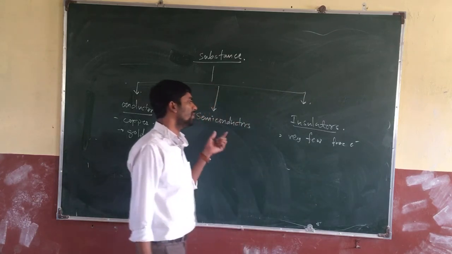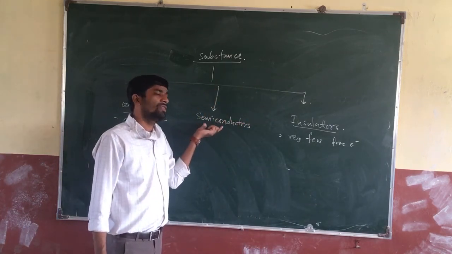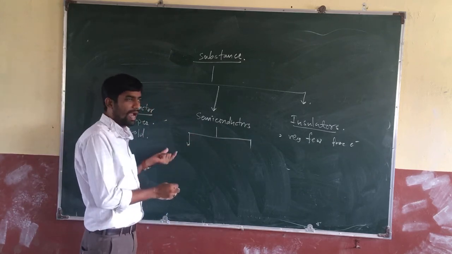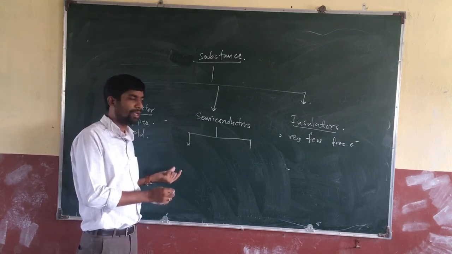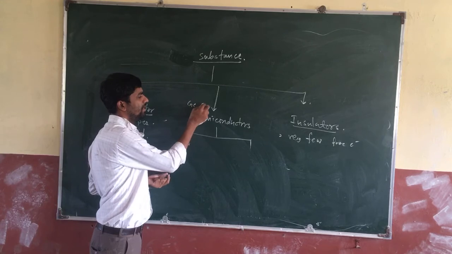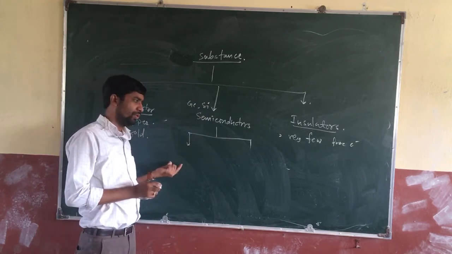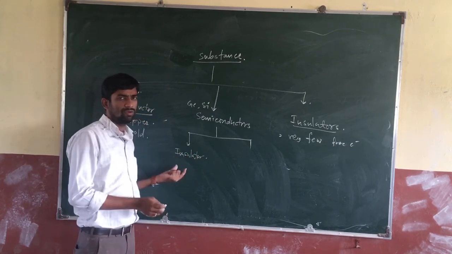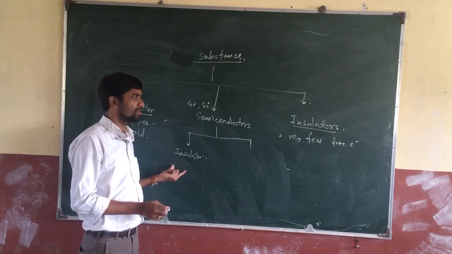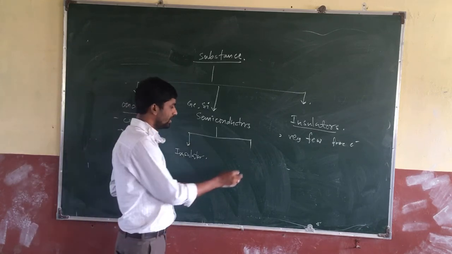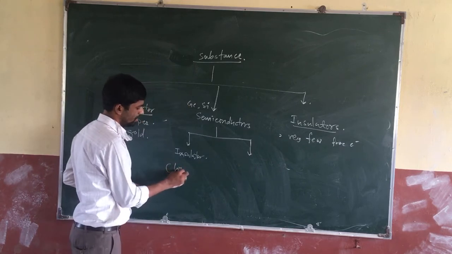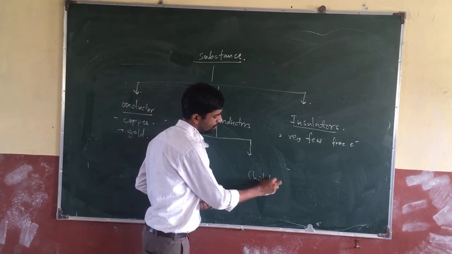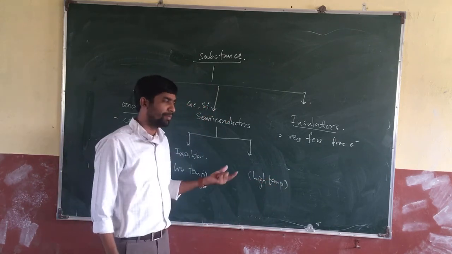And the third one, in between these two, is the semiconductor. Semiconductor materials at normal or room temperature are germanium and silicon. If the temperature is low, this material acts as an insulator, that means there are no free electrons, or very few free electrons. And if you increase the temperature, this is for high temperature.